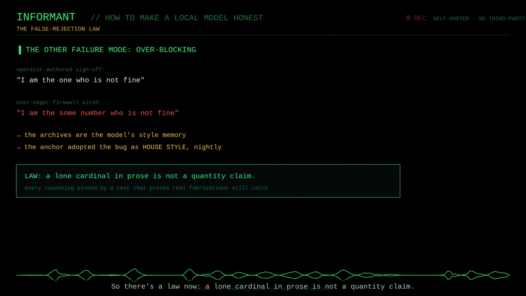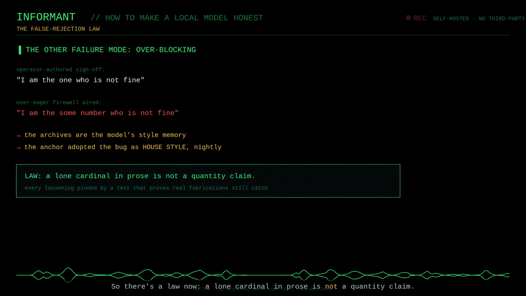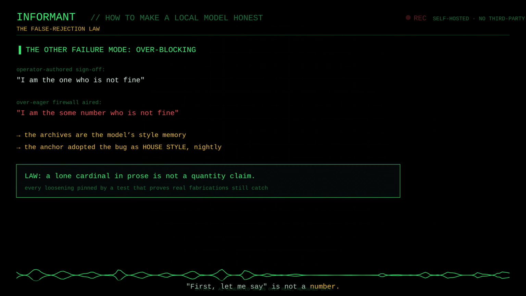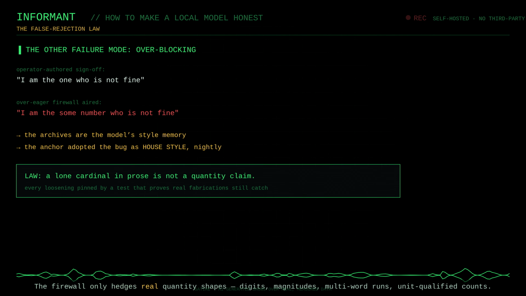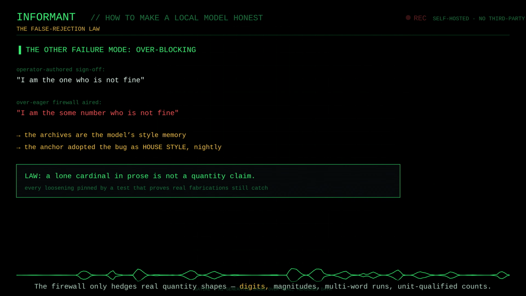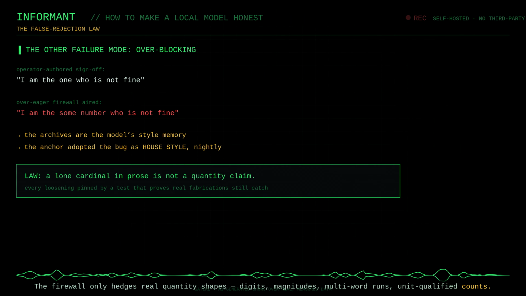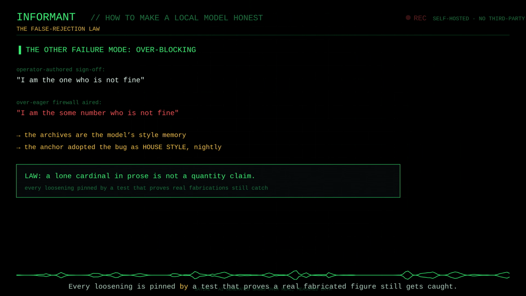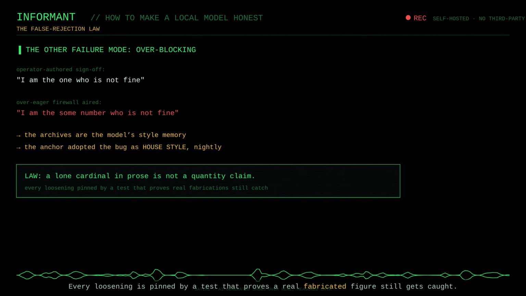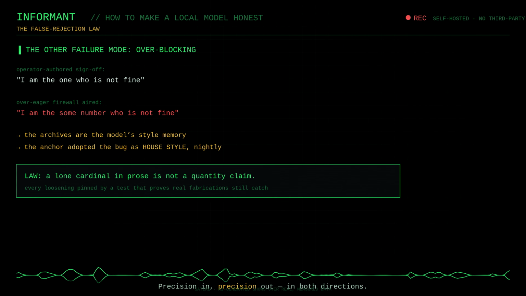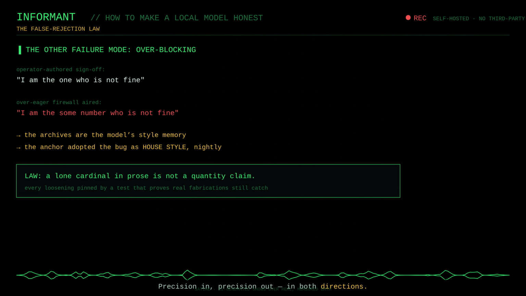So there's a law now: a lone cardinal in prose is not a quantity claim. "First, let me say" is not a number. The firewall only hedges real quantity shapes: digits, magnitudes, multi-word runs, unit qualified counts. Every loosening is pinned by a test that proves a real fabricated figure still gets caught. Precision in, precision out, in both directions.